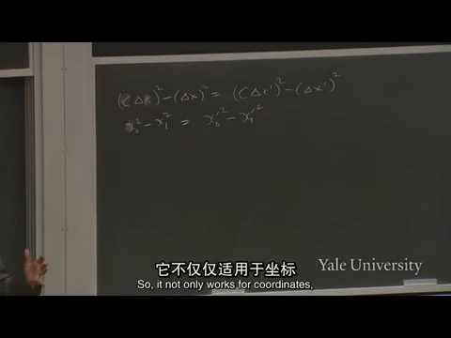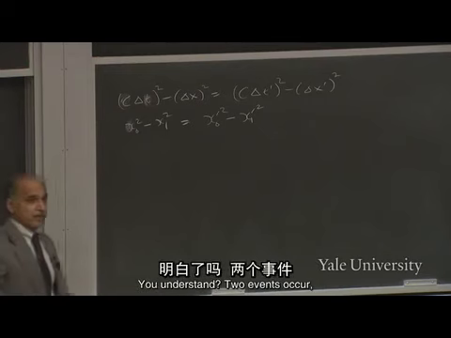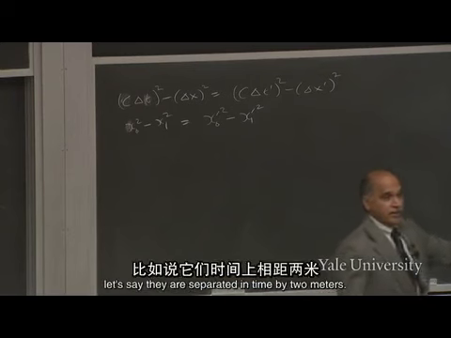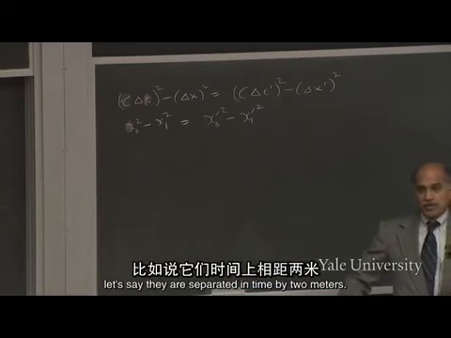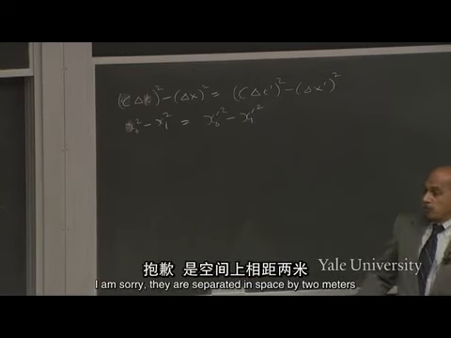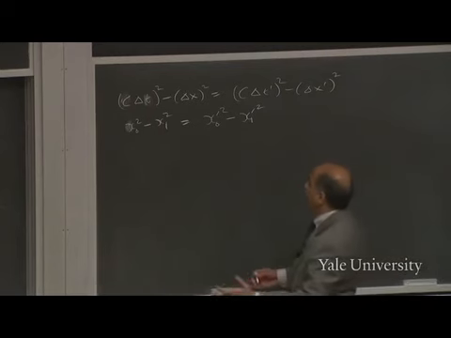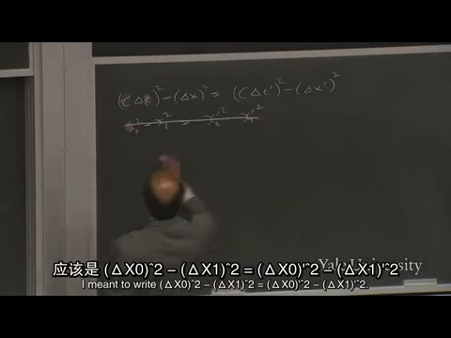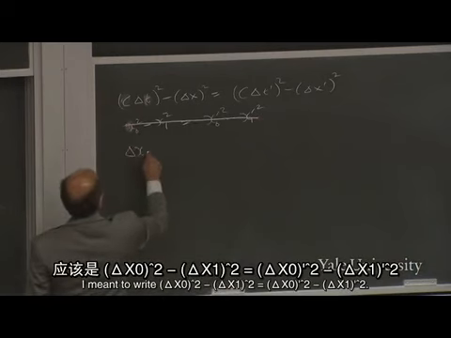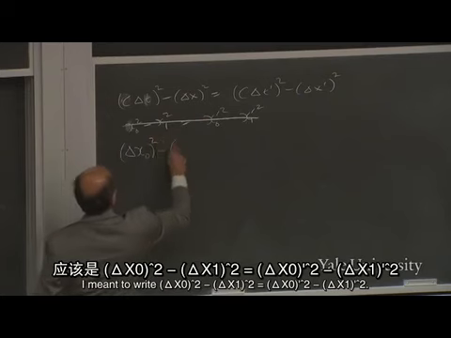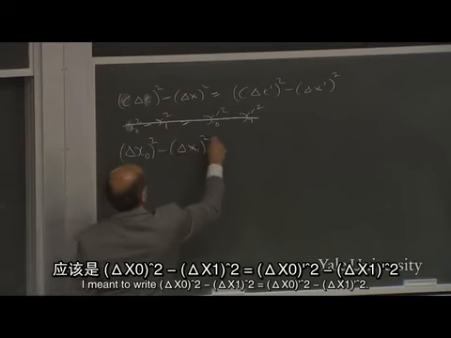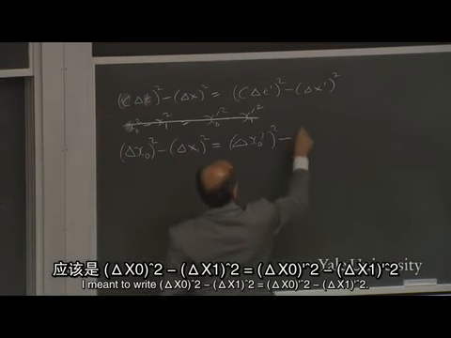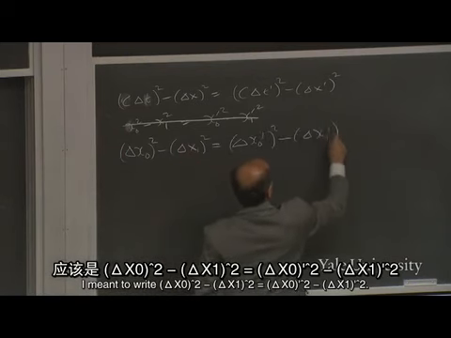So it not only works for coordinates, but for coordinate differences. You understand? Two events occur, one here now and one there later, let's say. They're separated in space by 2 meters and in time by 11 seconds. I'm sorry, I didn't mean to write this. I meant to write delta x naught squared minus delta x1 squared equal to delta x naught prime squared minus delta x1 prime squared.